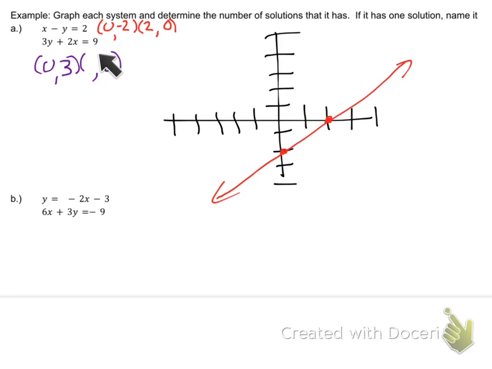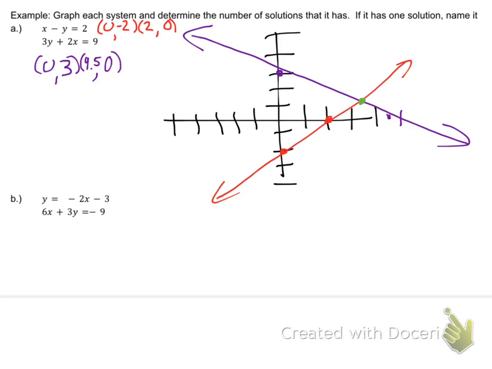Now I can cover up and put a 0 in for y. Gone. So when does 2x equal 9? Divide both sides by 2. And so you end up with 9 over 2, and 9 divided by 2 is 4.5. So I can then go 0, 3, and 4.5, which is there. And if I connect those, I can see that there will be one solution. Now my one solution, I'll put it in green, for my graph is right here.